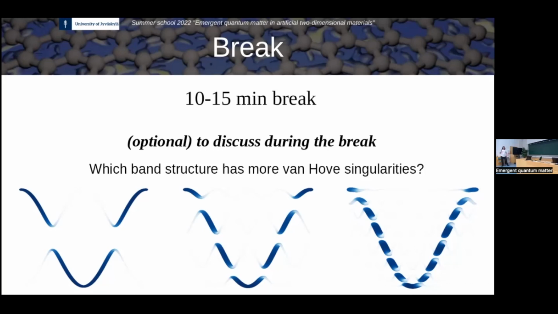Oh, yes, so that was a very good point. So, all right, let me phrase it in a different way. Which ones of these electronic structures are going to have more density of states with divergences?